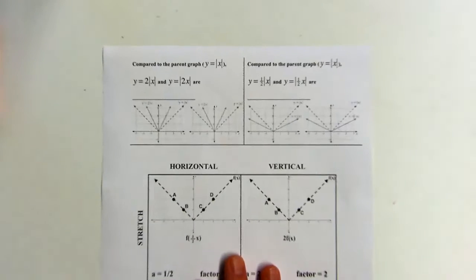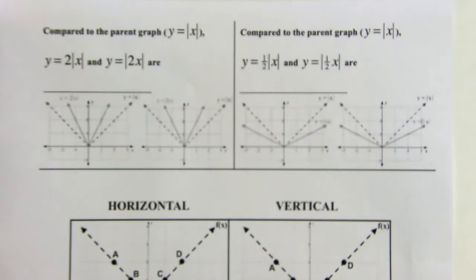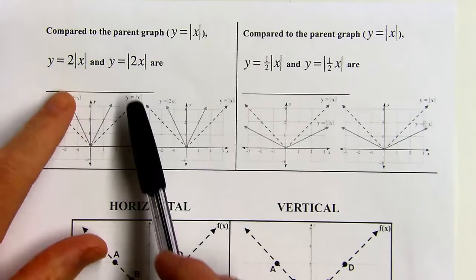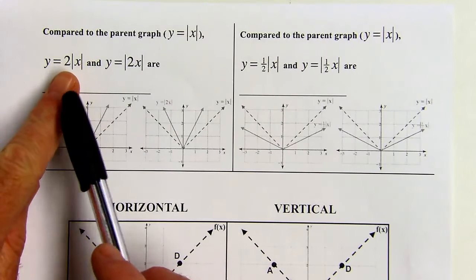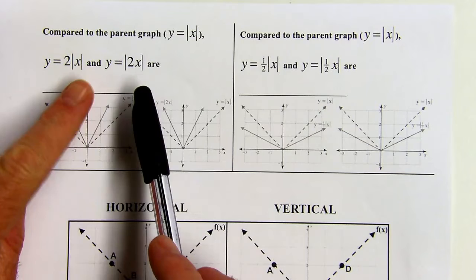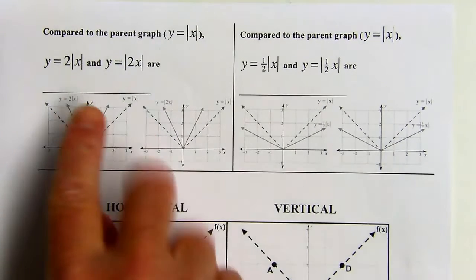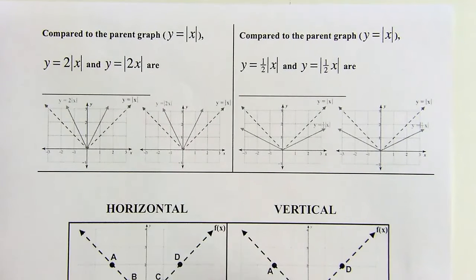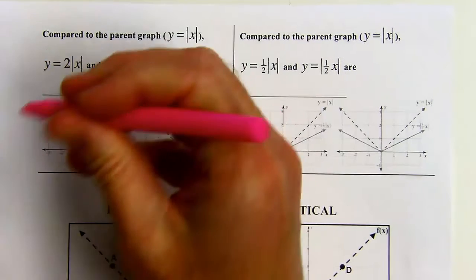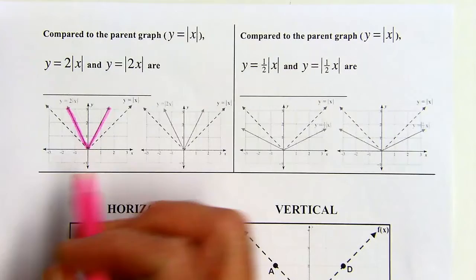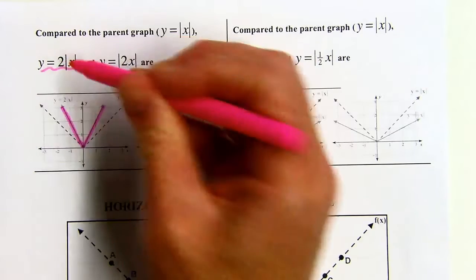This is a little hard to see at the top of this page, but a stretch or a shrink is going to make the V either look wider or narrower, okay? And on this side, when we've got y equals 2 times the absolute value of x, and when we have y equals absolute value of 2x, when that number is more than 1, then what's going to happen is it's going to look narrower than the original. So this one that I'm highlighting now, this is this one, okay?